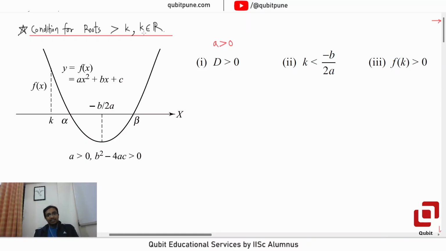When I say that the roots are greater than k, k has to be to the left of the smaller of the two roots, which automatically means that k should be to the left of the midpoint of the alpha beta segment, so negative b by 2a. So that is our second condition: k is less than negative b by 2a. And specifically for this graph, we have to say that f of k is positive.